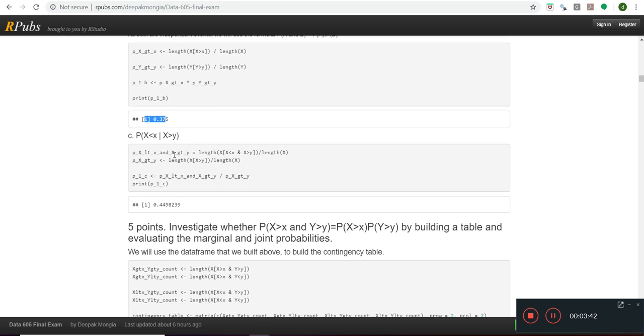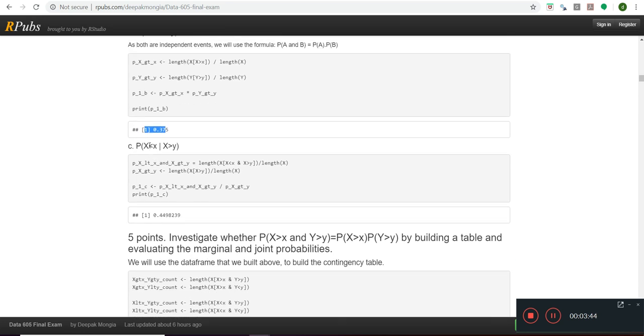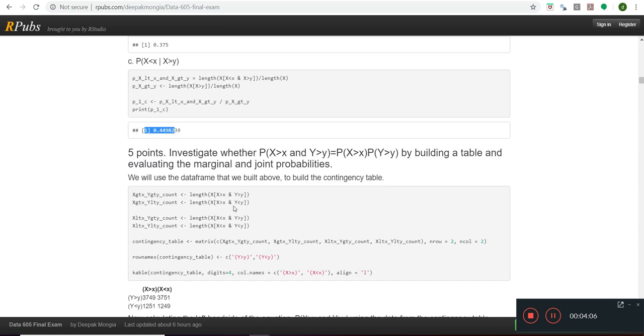Next question is P(X < x given X > y). So here again I'll use the formula, which is P(X < x and X > y) divided by P(X > y). So it comes out to be 0.449. Okay, moving on to the next question.